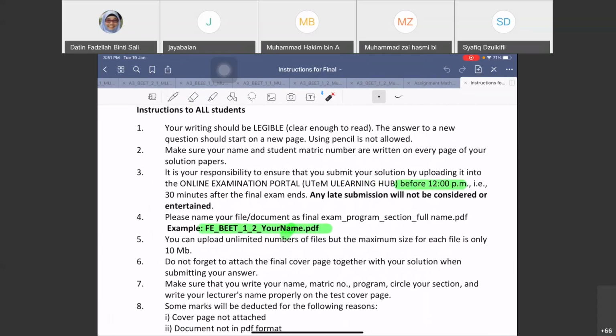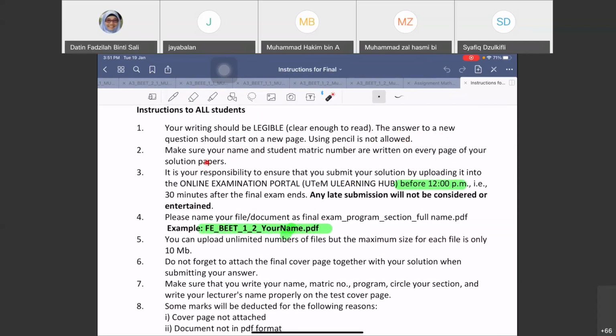For the test question last time. Okay, writing should be legible. All right, the answer to a new question should start on a new page. Using pencil is not allowed. Make sure your name and student metric number are written on every page of your solution papers. This is a must.